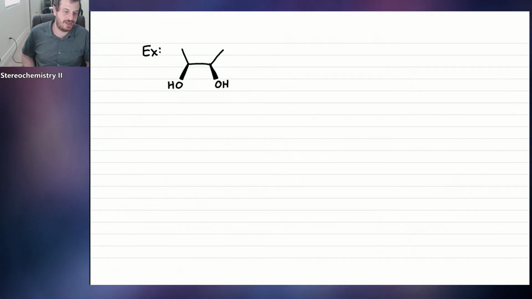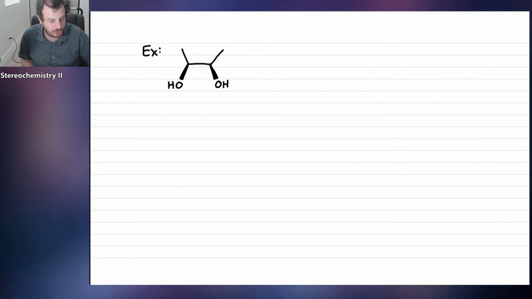This molecule right here, it has 2 stereocenters. Take a look at this carbon here. It has 4 unique attachments. It has a methyl group. It has an OH group. It has a hydrogen not shown because it's implicit. And it has this whole carbon chain over here. So that's 4 unique attachments.